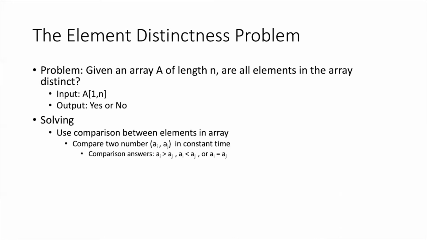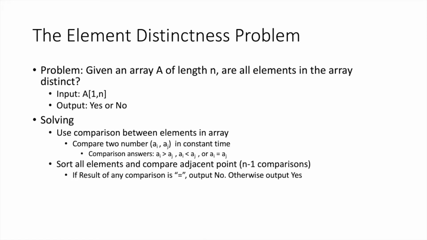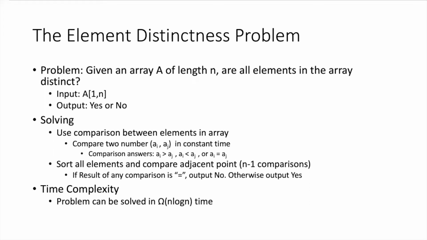To solve this, we use comparison between elements in the array. So we're going to compare A_i with A_j, and this is going to result in A_i being greater than, less than, or equal to A_j. We first sort all the elements, and then we compare adjacent points. If any result of those comparisons of adjacent points is equal, then we output no, because that means they're duplicates. Otherwise, we're going to output yes. And we say that the time complexity for the problem is big omega of n log n time.